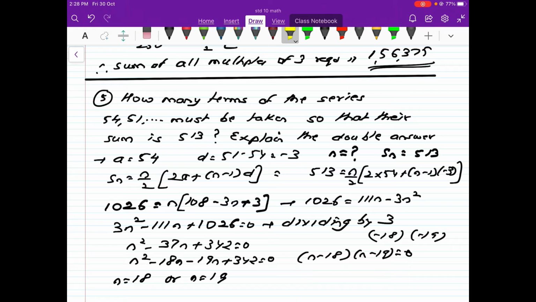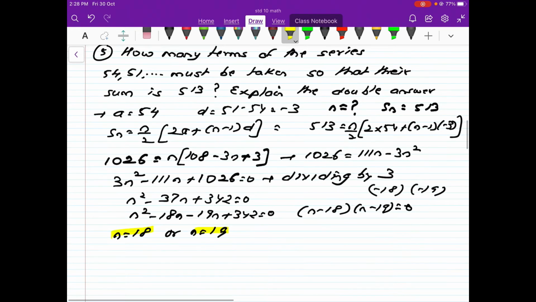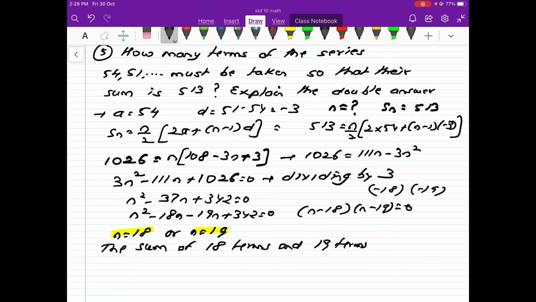So this is what we meant by double answer. Now why are we getting the double answer? We should find the reason. If the sum of 18 terms and the sum of 19 terms are both the same, it means the 19th term is 0, otherwise it is not possible at all. The sum is 513, therefore the 19th term is 0. So how do we know whether it is 0 or not?